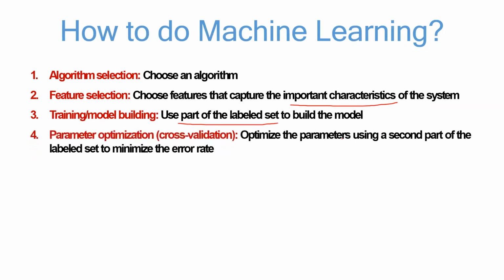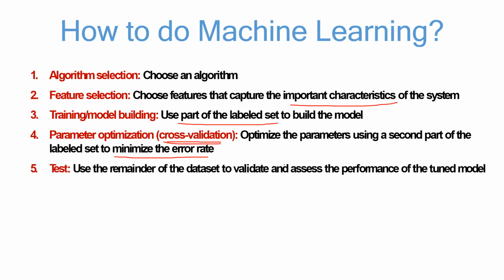Now the fourth step is we do cross validation. What is meant by cross validation is nothing but we do parameter optimization. Which means optimize the parameters using a second part of the label set to minimize the error rate. So when we train the model, and when we build it, we do cross validation in order to minimize the error rate. This is our fourth step.